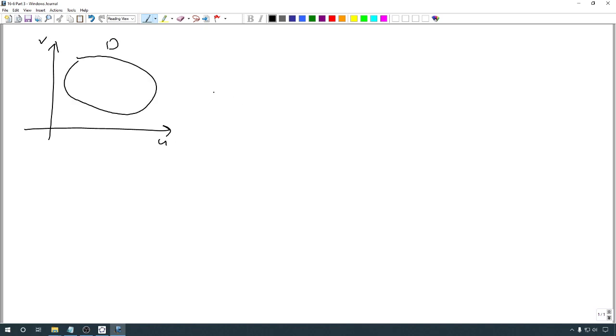The last part of this section is to find the surface area of one of our parameterized surfaces. So let's say we're working with a parameterized surface. We're going from some region in the UV plane, which we'll call D, and that's being mapped through our vector valued function R to some surface in three-dimensional space.